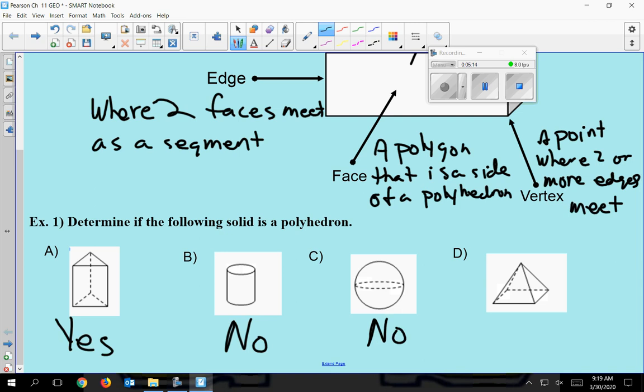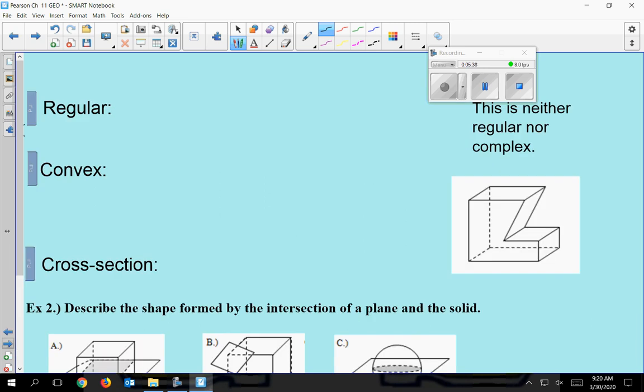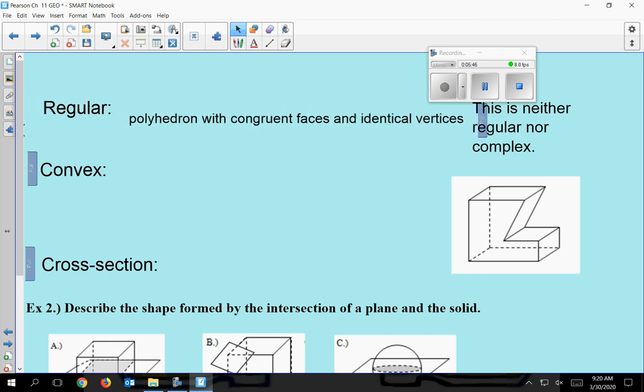And then this is a pyramid. This pyramid's made up of a base. It looks like it's square, it could be rectangular, and then 4 triangles. Those are all polygons. So this is a yes. It's a polyhedron. Okay. We're going to run through a couple of different things too. We have some definitions here: regular and convex. You should know these already. We've used these before, but regular is that the polyhedron has congruent faces and identical vertices.